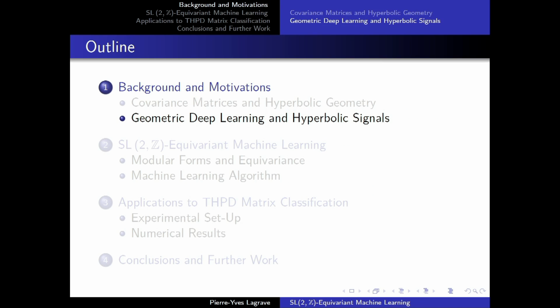So now that we have this representation of these covariance matrices, we are going to discuss the type of geometric algorithm that we can use to process this type of signals.